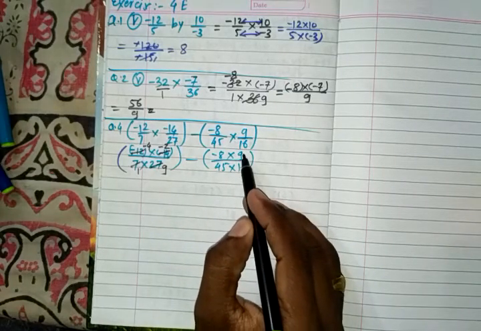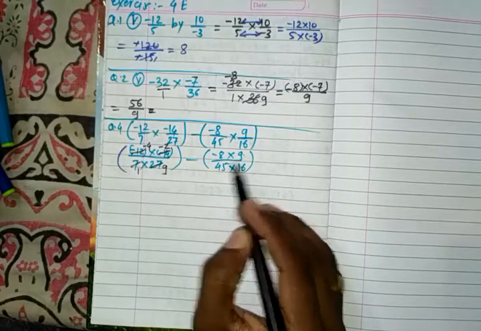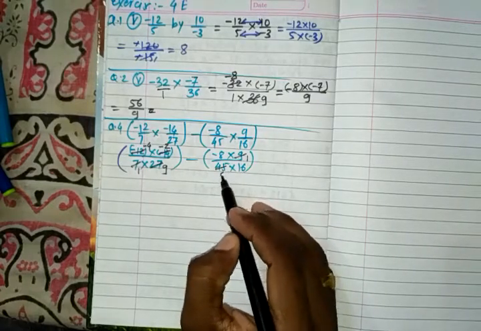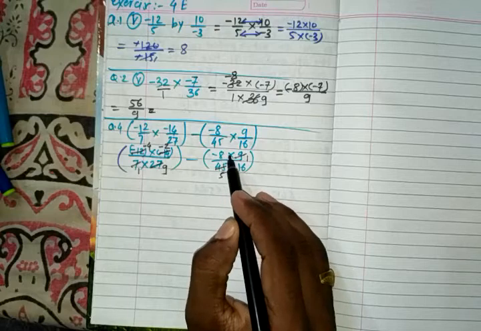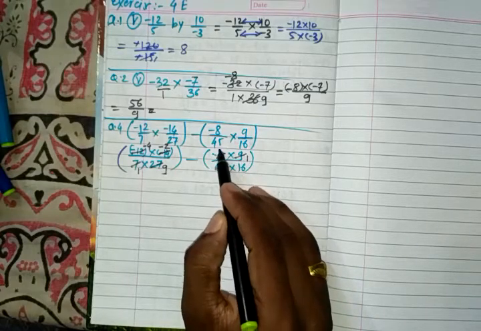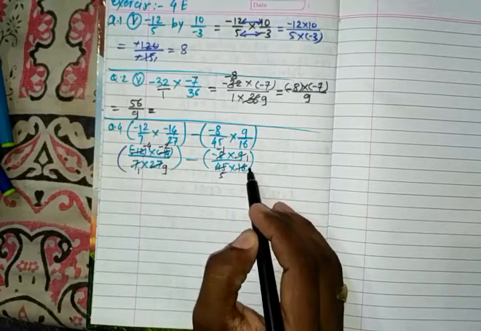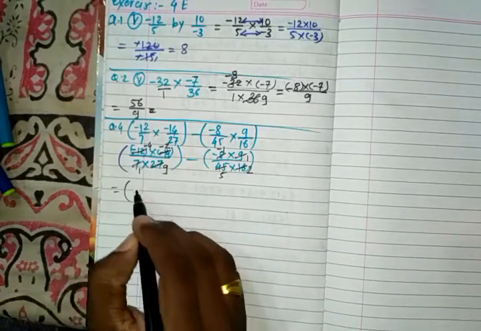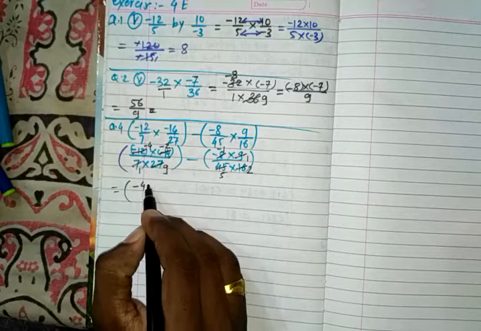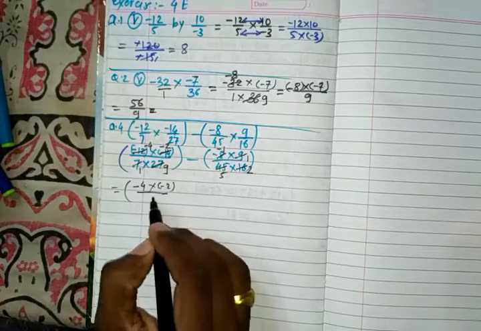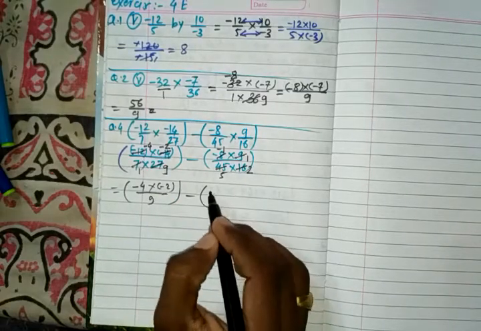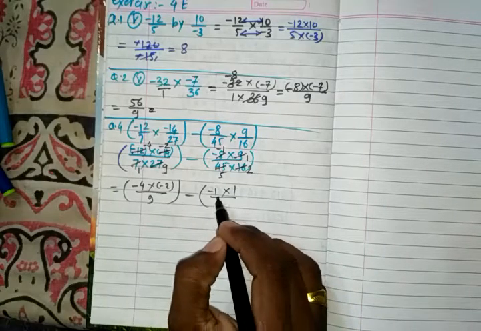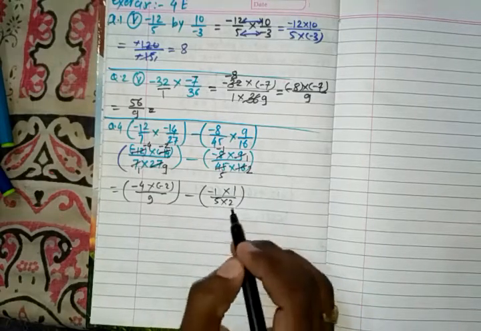Second bracket, 45 is a multiple of 9. So 9 ones are 9, 9 fives are 45. And 16 is a multiple of 8. So minus 1 into 2, right? Now we will write only minus 4 into minus 2 upon 9, minus 1 into 1 upon 5 into 2.